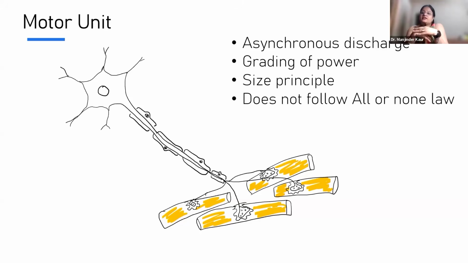And one thing is very interesting. We have been studying till now that the action potential follows the all or none law. That means once the threshold is reached, it will be generated to its maximum potential. But if the threshold is not there, there will not be any response. So this is called the all or none law. But the motor unit does not follow the all or none law.